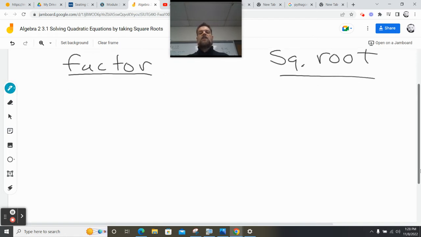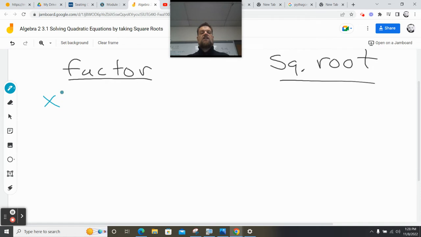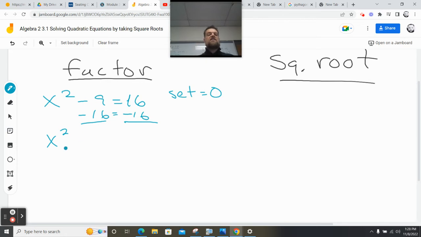So for factoring, if I say x squared minus 9 equals 16, for factoring, you want to set it equal to 0. So that means I'm going to subtract 16 from both sides. And I get x squared, what is negative 9 minus 16? It's negative 25, and that's equal to 0.